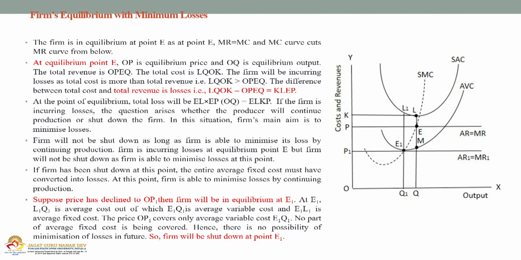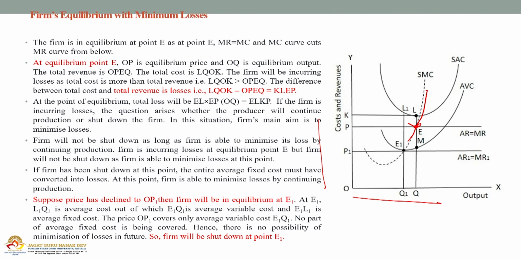So the firm will be in equilibrium, again with the same two conditions, at a point where both the conditions of equilibrium are satisfied. In this diagram, see again output, cost and revenue. At point E, both the conditions are satisfied. MC is intersecting MR from below, and at this point both are equal. So this is an equilibrium condition.